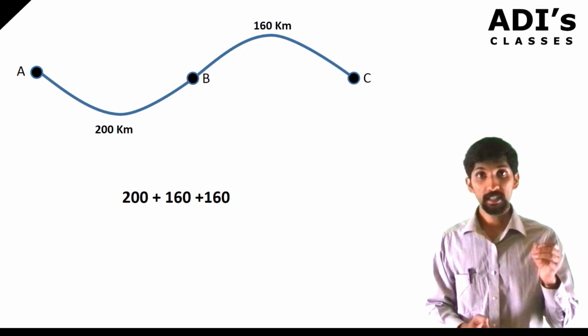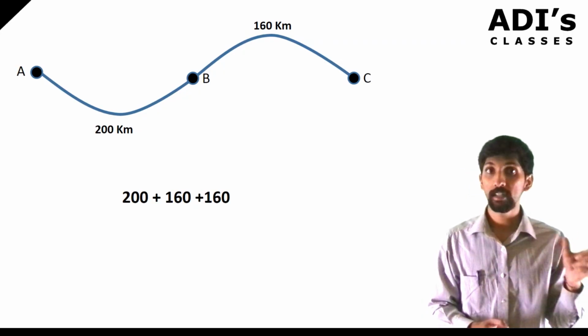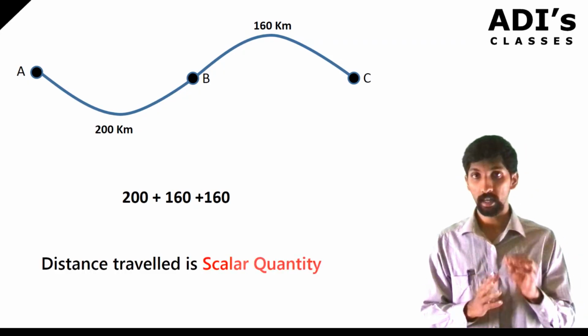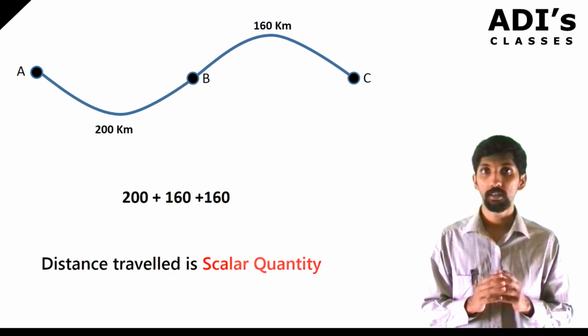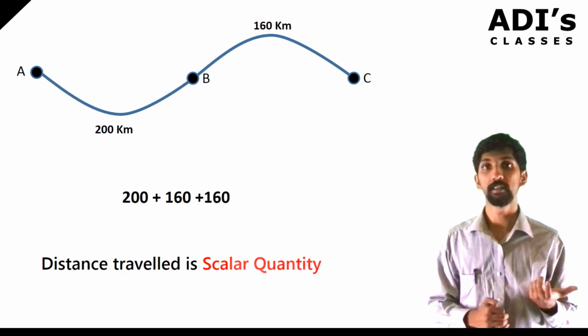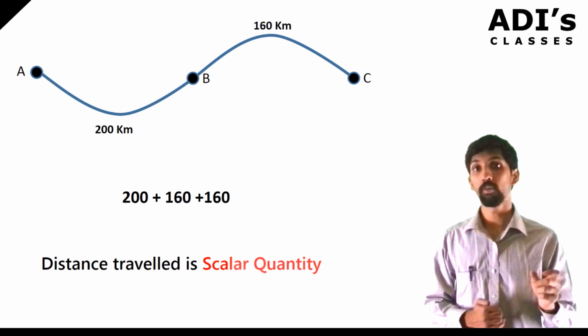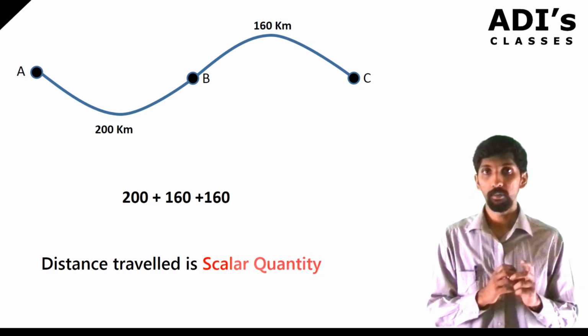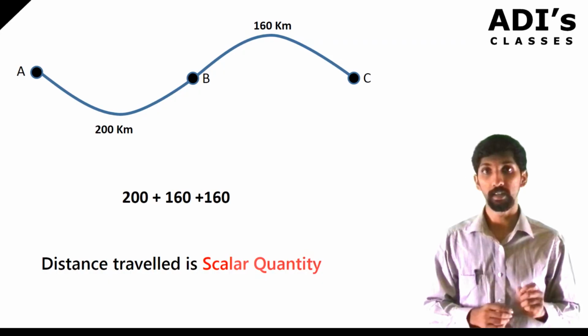Now, this distance traveled, or the path length as we call it, is a scalar quantity because direction doesn't come into the picture, right? We are just traveling, so it's a scalar quantity. Only magnitude comes into the picture. Okay, now what is displacement?